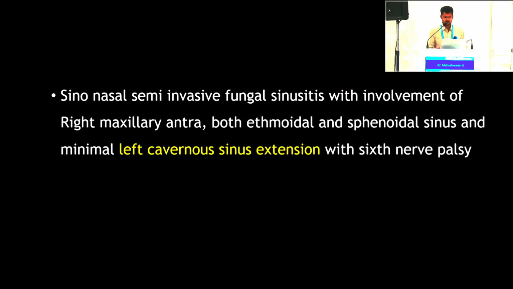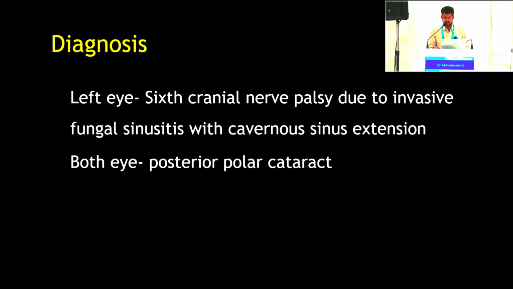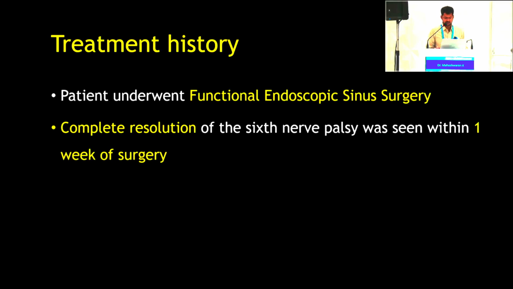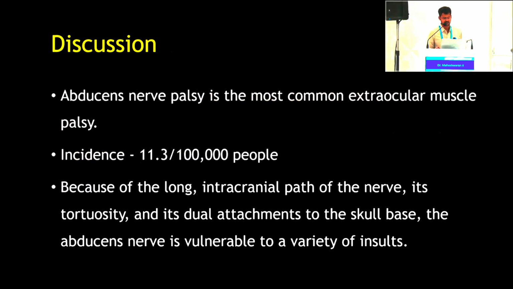So based on the MRI, there was a semi-invasive fungal sinusitis with involvement of right maxillary artery, both ethmoidal and sphenoid sinus, and minimal left cavernous sinus extension. So the diagnosis was sixth cranial nerve palsy due to invasive fungal sinusitis with cavernous sinus extension with bilateral posterior polar cataract. Patient was referred to the ENT surgeon. Then he underwent functional endoscopic sinus surgery. There was a complete resolution within 1 week of surgery.